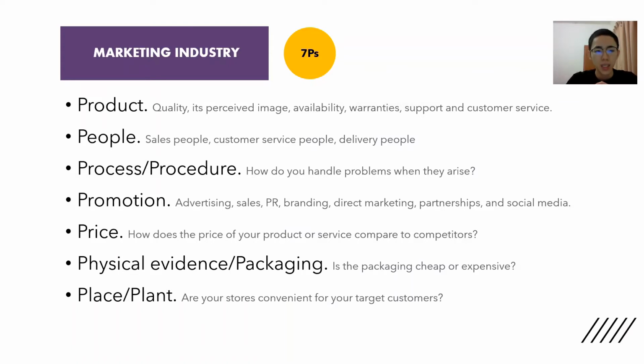And the sixth one will be the physical evidence, or we say packaging. So does the packaging come in a cheap or expensive way of packaging our product? And lastly will be the place, or we say plant. So are your stores convenient for your target customers? So these are the common 7P we use in the marketing industry to solve problems when we use this cause and effect diagram.